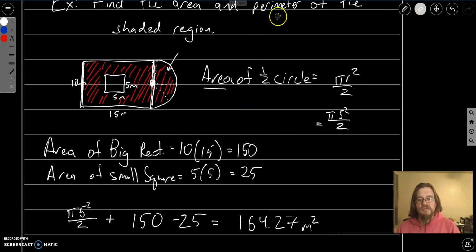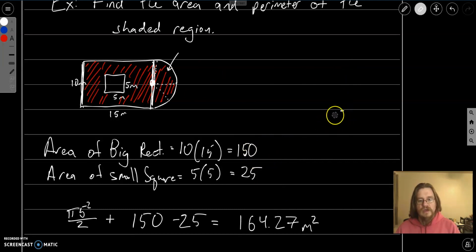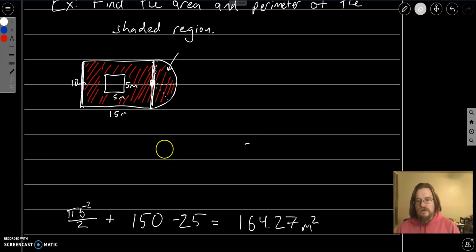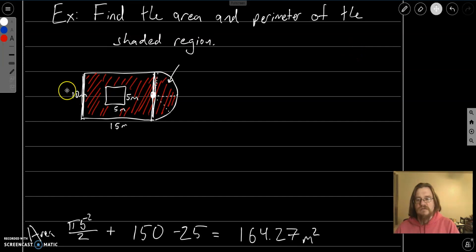Now for the perimeter, I'm going to have to start over. So I'm going to erase most of this, and we will start over from scratch. But I'll leave this area calculation down here. To find the perimeter, I'm just going to need to find the lengths of all of this outside.